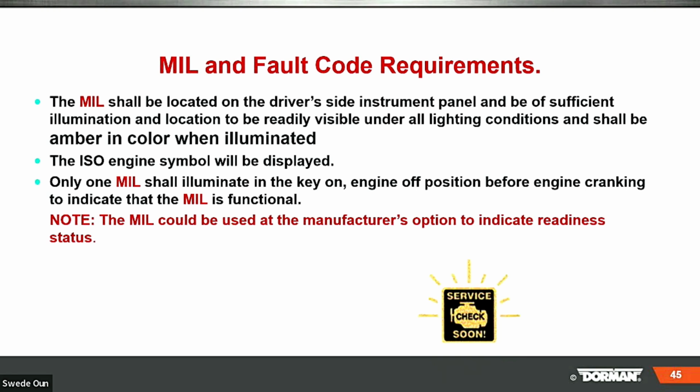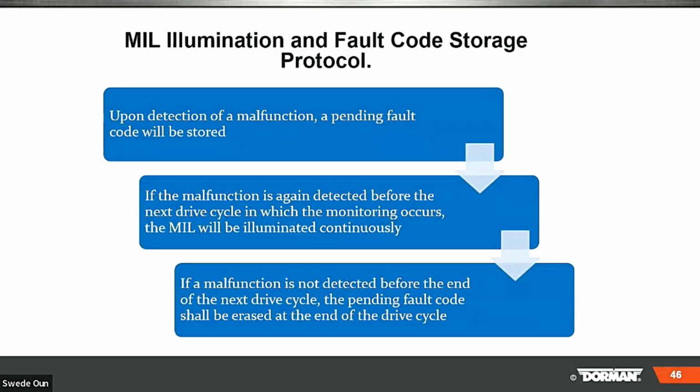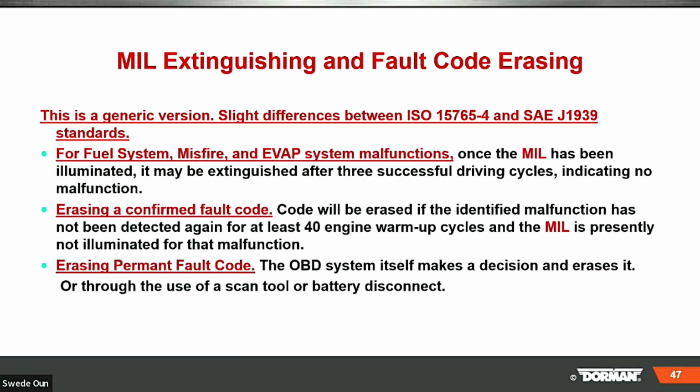Computer coded engine operating parameters may not be changeable without the use of specialized tools and procedures. The MIL shall be located on the driver's side. We already went through it. Amber in color when illuminated. The ISO engine symbol will be displayed. Only one MIL shall illuminate, and in a key on engine off position before engine cranking to indicate the MIL is functional. The MIL could be used at the manufacturer's option to indicate readiness status. And again, following the chart, you see what's going on here. It's in your handout.